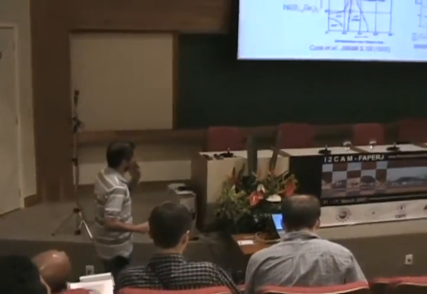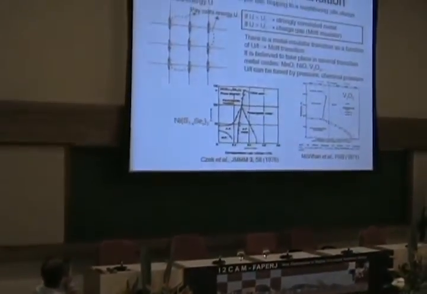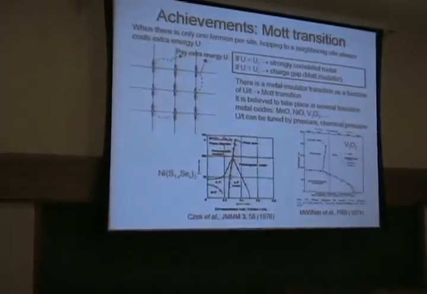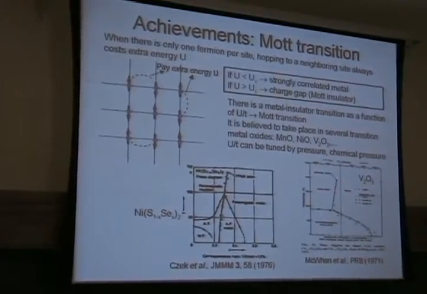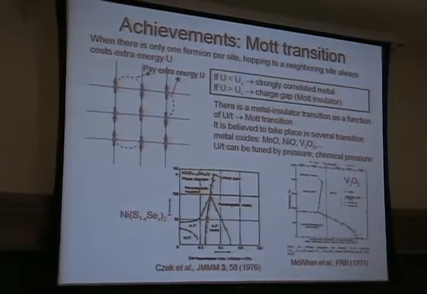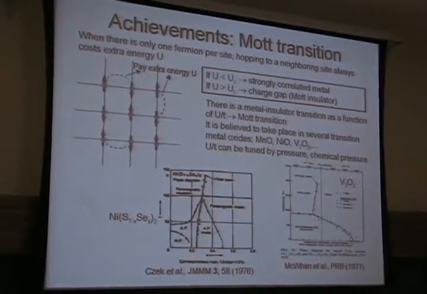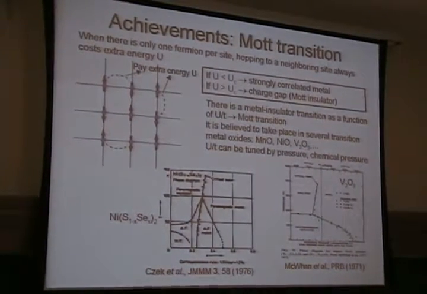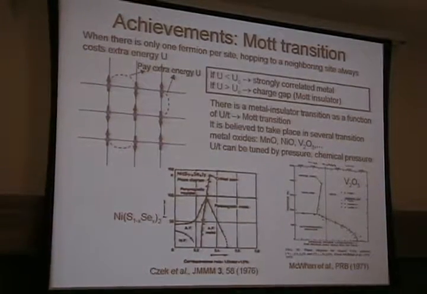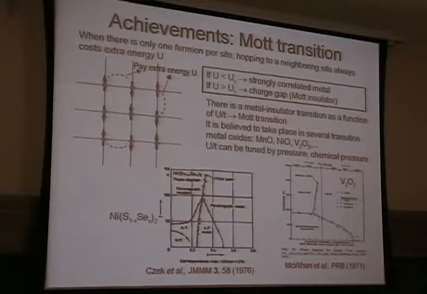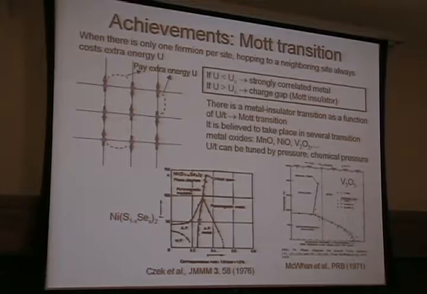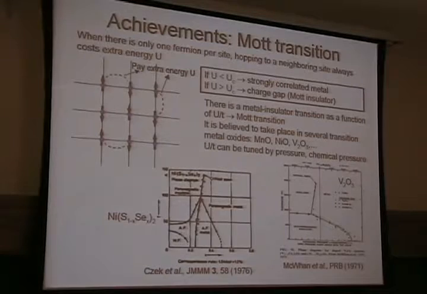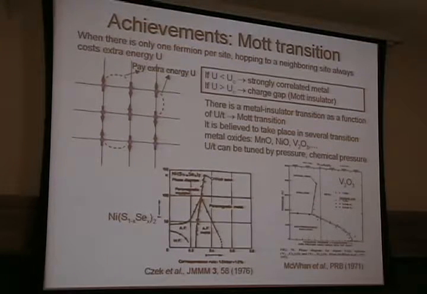So let me talk now about some achievements of this approach. Perhaps the first achievement that can be ascribed to this procedure is the Mott transition that we heard so much about in the last talk. The Mott transition in this case means that if you have one electron per lattice site, then if the electron wants to hop to a neighboring site, it can do so only by paying extra energy U. So it's a process that's suppressed in energy because of this extra cost.